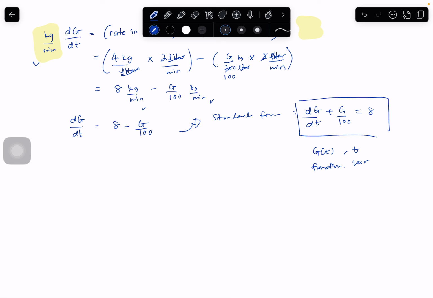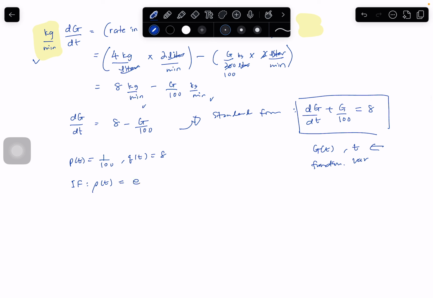So you're using the integrating factor method. We first identify P of t is equal to 1 over 100, and Q of t is equal to 8. Now, integrating factor method. So we have rho of t. Remember your variable is t, so your rho is with respect to the variable that we are using. So rho of t is equal to e to the power of integral of P of t dt, or equal to e to the power of integral of 1 over 100 dt.